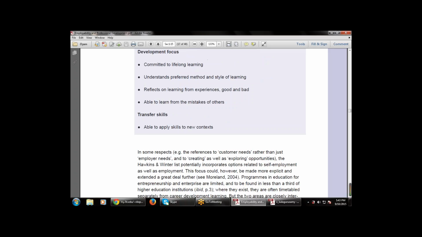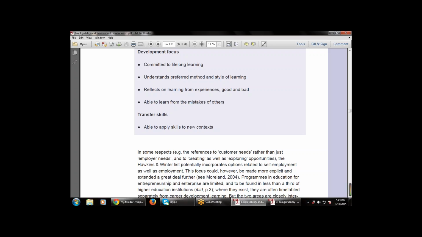In some aspects, for example, there is reference to customer needs rather than just employer needs, and to creating as well as exploring opportunities. So in some respects, the Hawking and Winner list potentially incorporates options related to self-employment as well as employment. This focus should or could, however, be made more explicit and extended further.